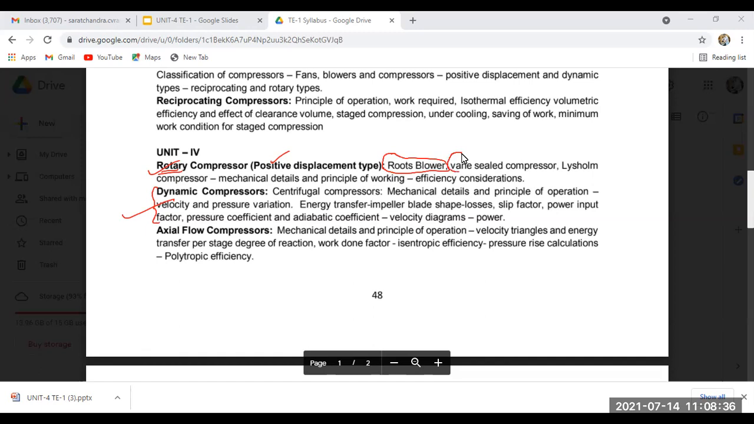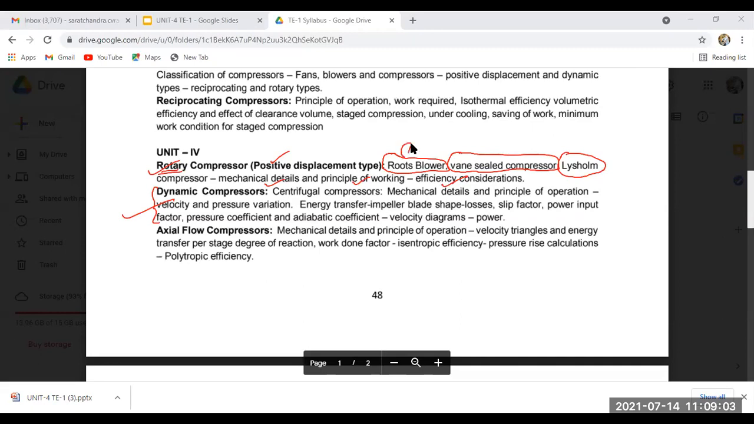The second one is Vane cell compressor. This is the second type of rotary compressor. And the third one is Lysholm compressor. So three types of rotary compressors are there in this topic. What are we going to study? We are going to study the mechanical details, the working principle, and the efficiency of each compressor.